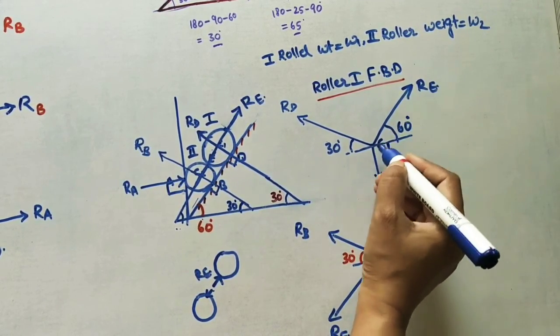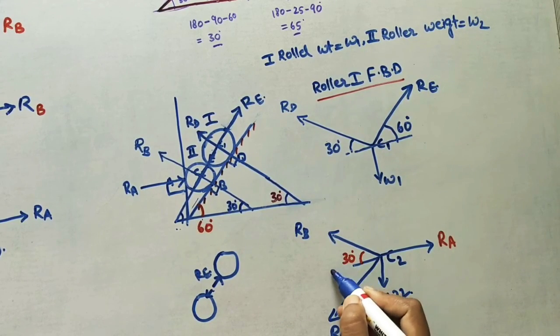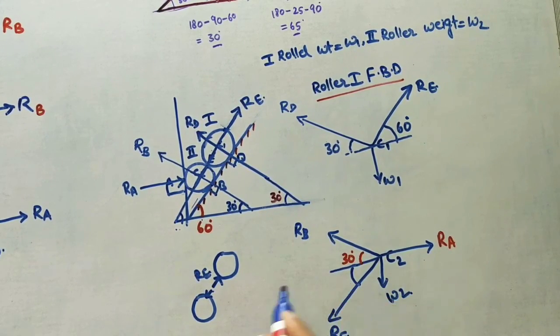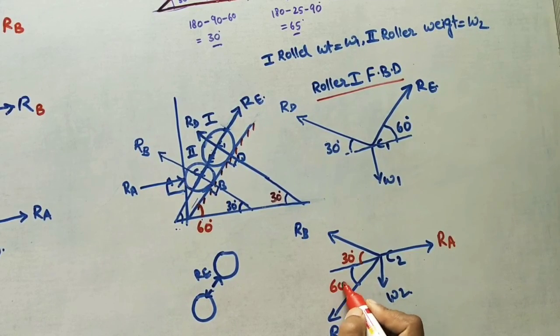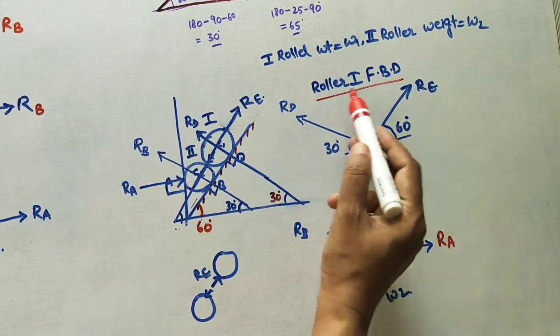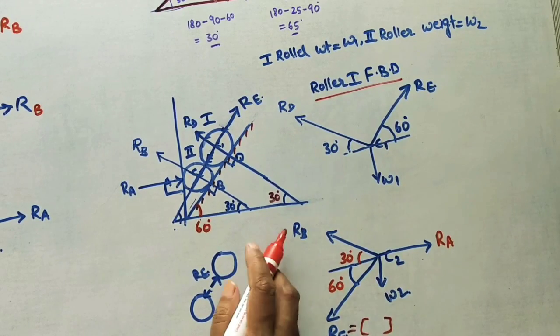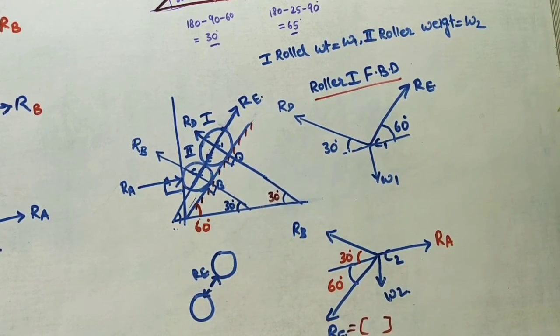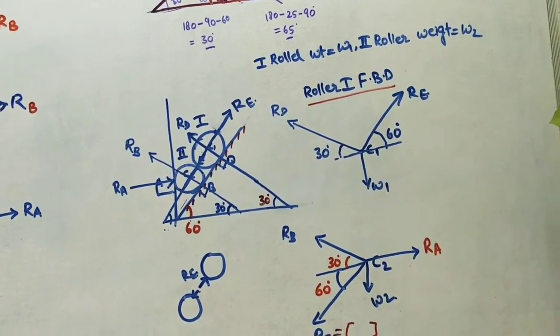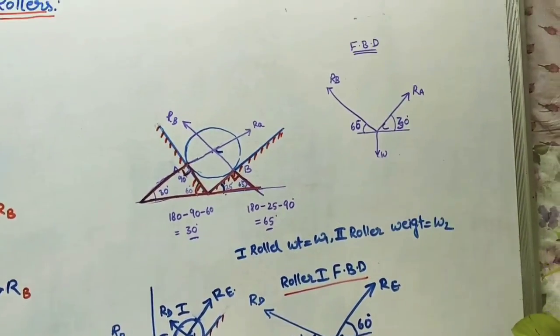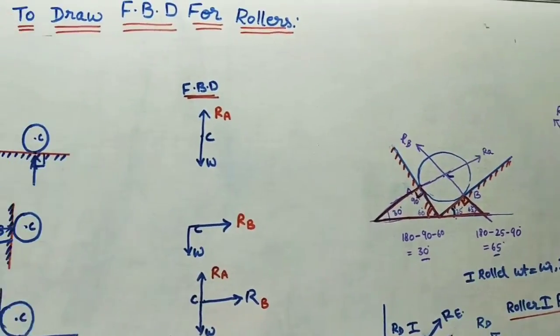RE is making 60 degrees with the horizontal. This is the horizontal, and it is also making 60 degrees. Whatever RE value comes from the first diagram, we have to substitute that value here for finding the other values. This is the process of doing the FBD diagram for the given rollers.